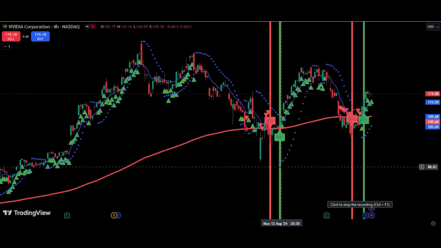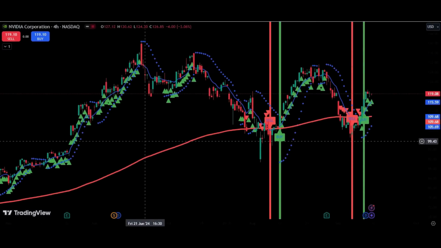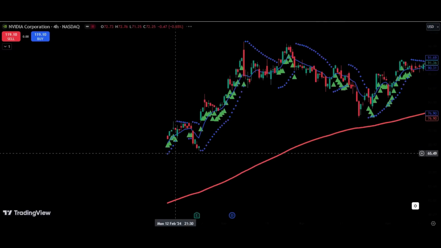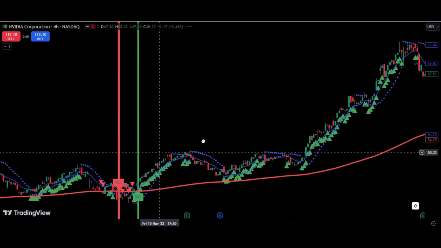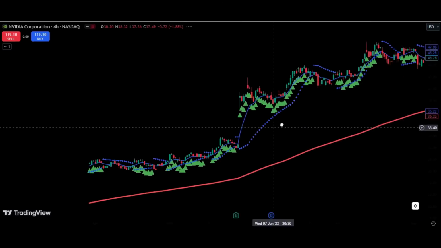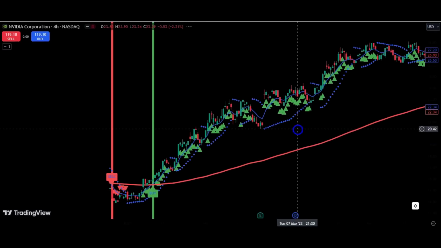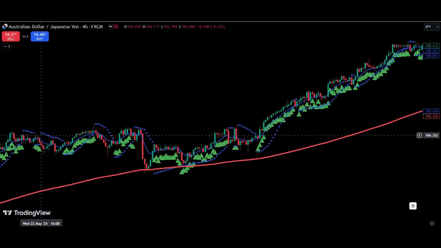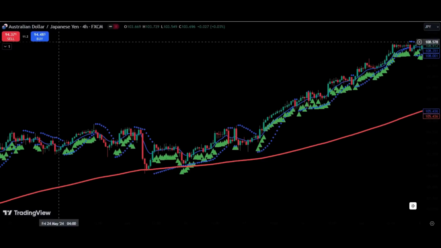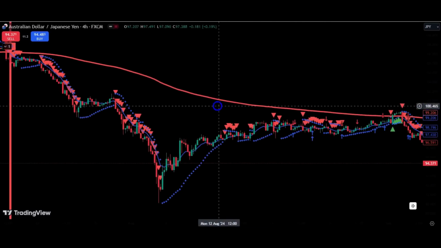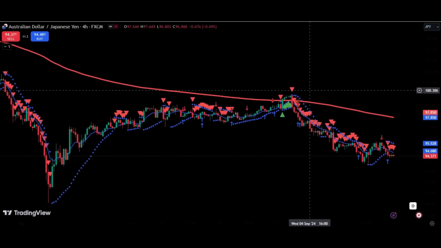This strategy can work on indices, as you can see, this NVIDIA. The strategy can work very well on indices as well as on Forex. So it's something that if you understand how to apply this strategy, it will be very easy for you to use it in your trading journey. Here is AUDJPY. So you can see it's giving a good and very clear signal.